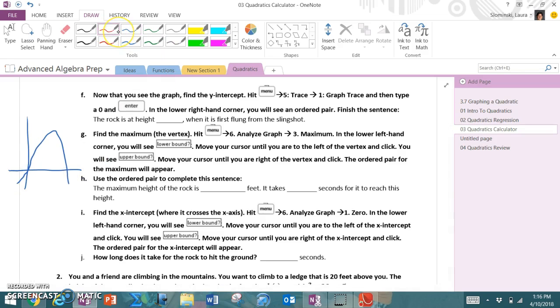Oops, pretend that looks like a good graph. And then really what parts F through J walk us through is there's going to be 3 key points we want to be able to find on the graph. The first one is called the Y Intercept, and the directions for that are in part F. So we're going to find that one first. So we're going to go Menu, Trace, Graph Trace, and type in 0.